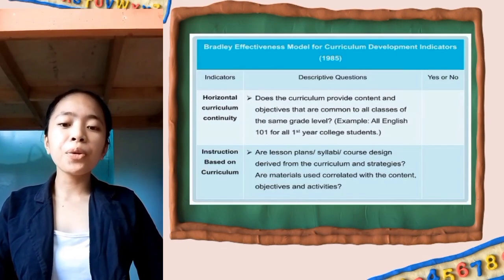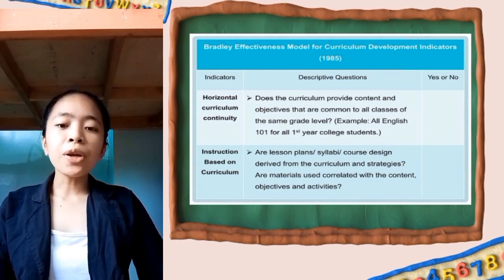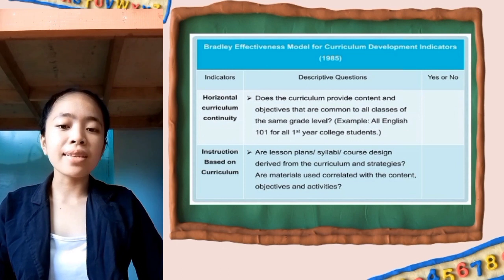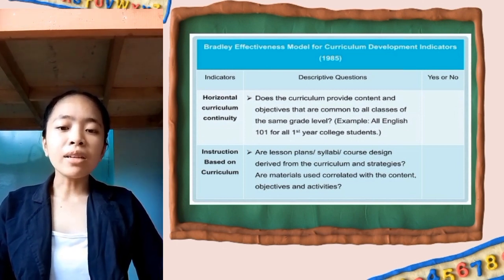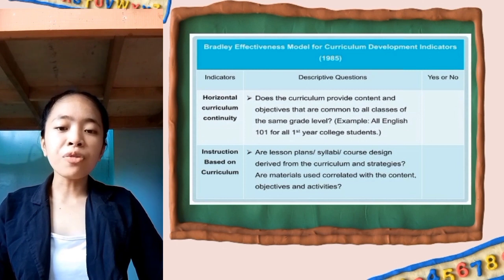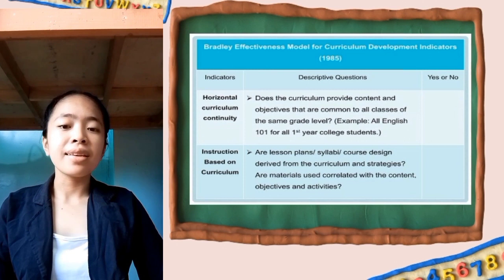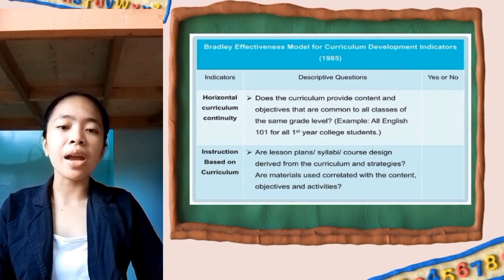Horizontal curriculum continuity. Does the curriculum provide content and objectives that are common to all classes of the same grade level? Example, all English 101 for all first-year college students. So my answer for this is yes, because horizontal curriculum continuity refers to the coherence and alignment of the curriculum across different grade levels or subject areas.